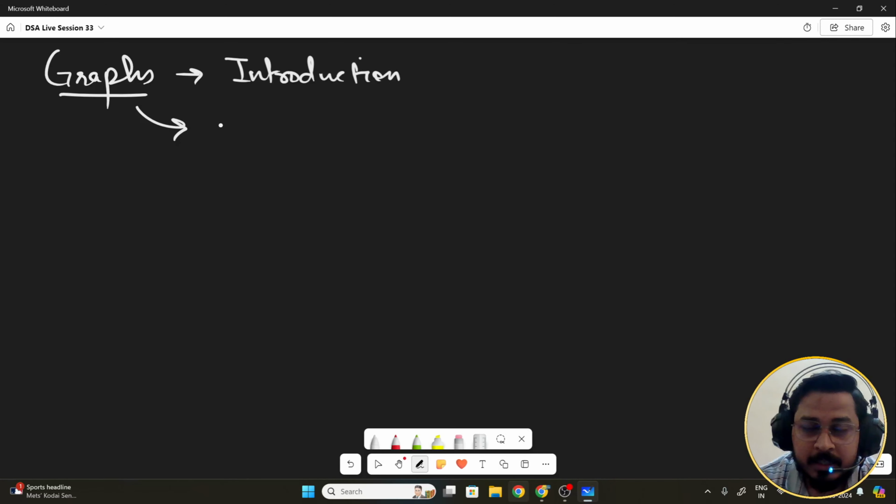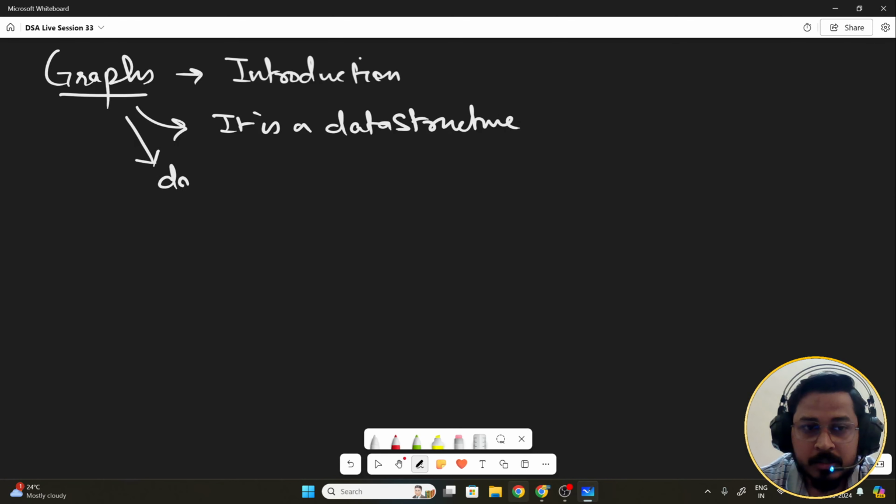So exactly, what is a graph? It is a data structure where the data is stored inside nodes. Just like we have our linked list, we have our graphs where nodes are used, or maybe like a tree where we use nodes to store our data.